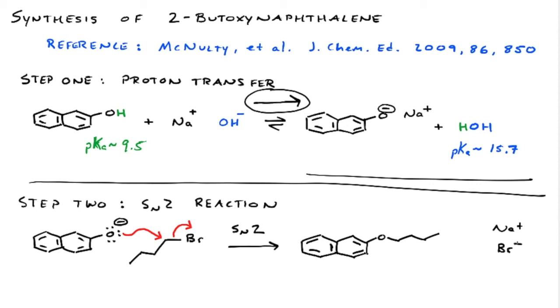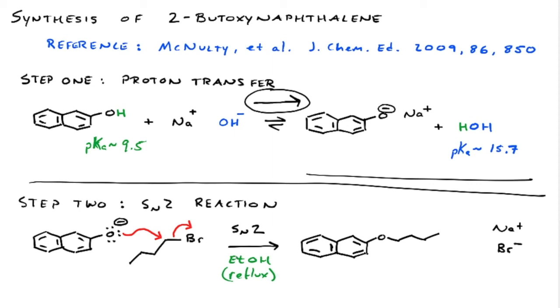To accomplish this reaction, we are going to use a solvent. That solvent is going to be ethanol. And we're going to be heating the reaction mixture, which is mostly solvent with this material dissolved in it, to reflux. And that reflux just means boiling. We're going to heat it to boiling.